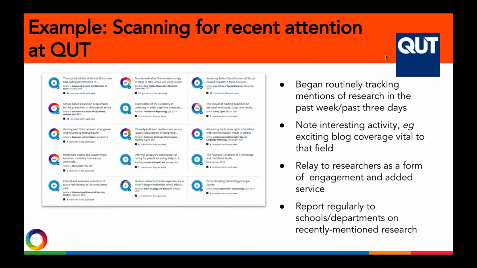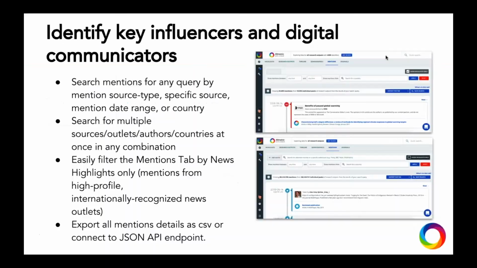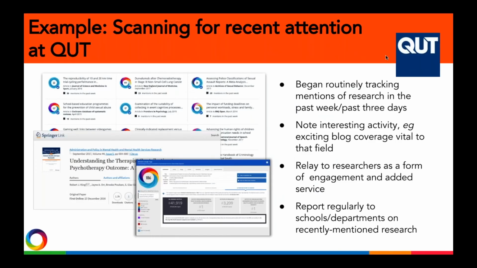So they started then reporting. There's a couple animations, you can click forward on this, reporting to the schools and departments about recent mentioned research. And Michigan is a great example of where they are using this API often to embed lists of recently mentioned outputs again to highlight things that are being talked about right now. Next slide.